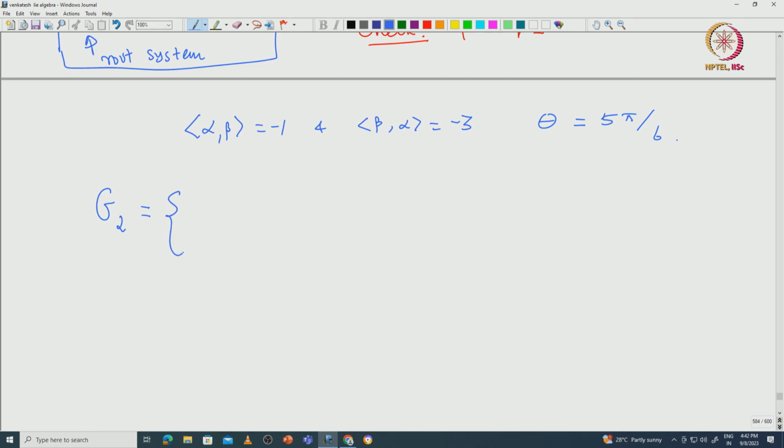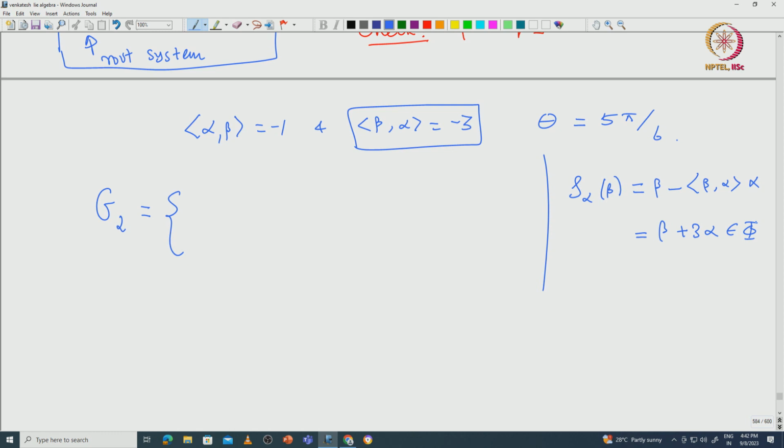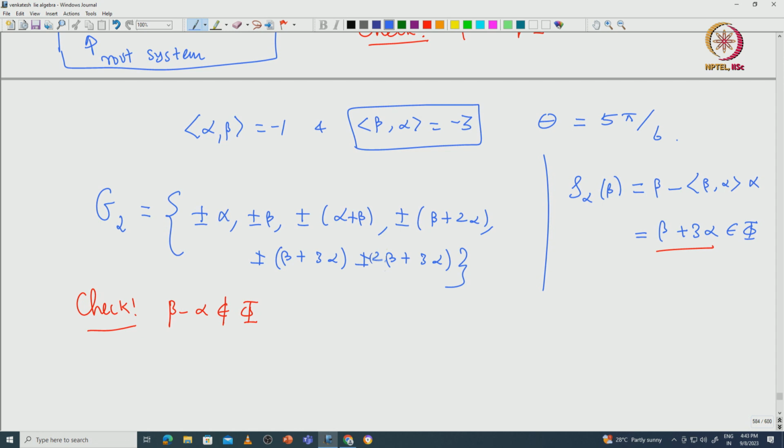Since the Cartan number is -3, you can see that S alpha of beta is going to be beta minus angle beta alpha alpha, which is going to be beta plus 3 alpha. This is going to be inside phi. I will leave it to you to check. Even in this case, beta minus alpha is not a root. Since it is not a root and this is the maximum height root that we get, you can conclude that G2 has to be exactly equal to plus or minus alpha, plus or minus beta, plus or minus alpha plus beta, plus or minus beta plus 2 alpha, and plus or minus beta plus 3 alpha. These are all the roots that G2 can have.